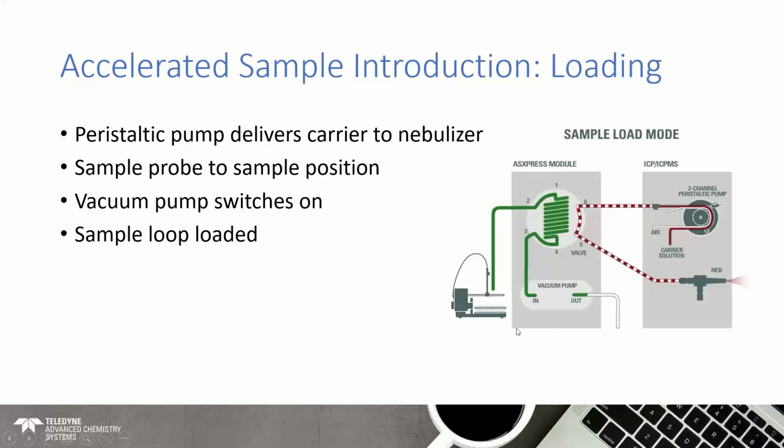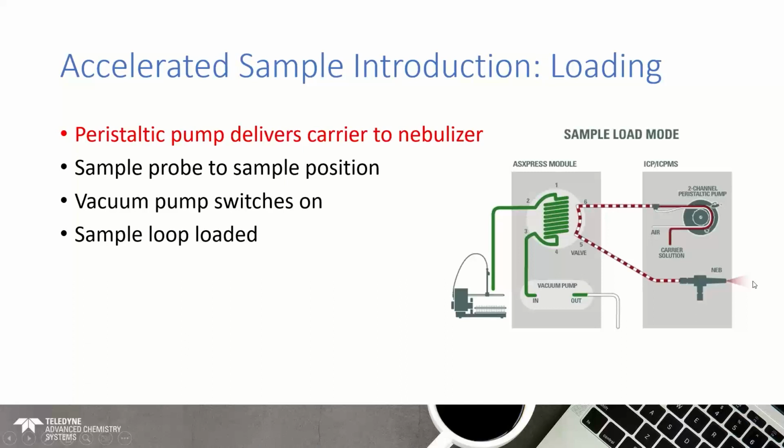Now, the ASXpress is this aspect in the middle here. So just to talk you through this, an introduction with the accelerated sample introduction process. We turn on the peristaltic pump for our ICP, and that continually delivers a carrier solution to the nebulizer and ultimately the ICP. That might be something like a low concentration of nitric acid, a 1 or 2% solution. This is represented here by this dashed red and white line. So we've got a carrier solution that is continually being pumped to our nebulizer.